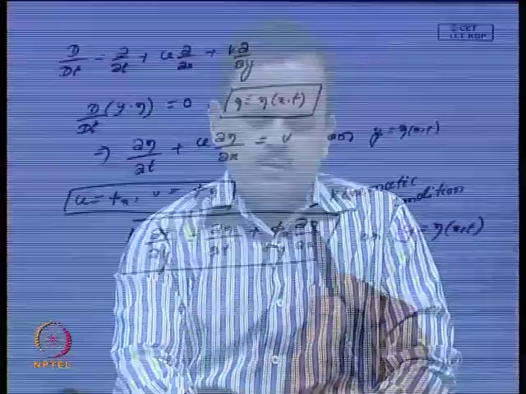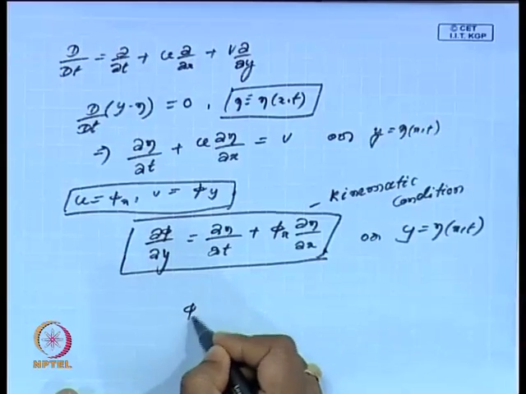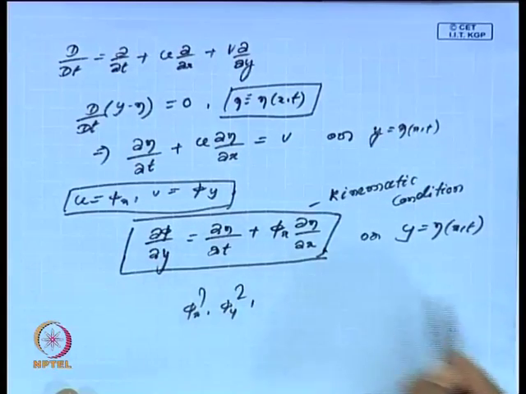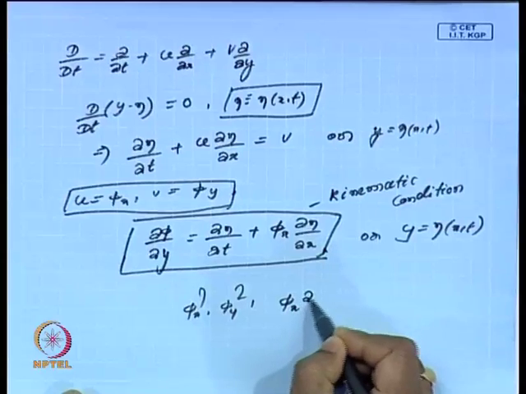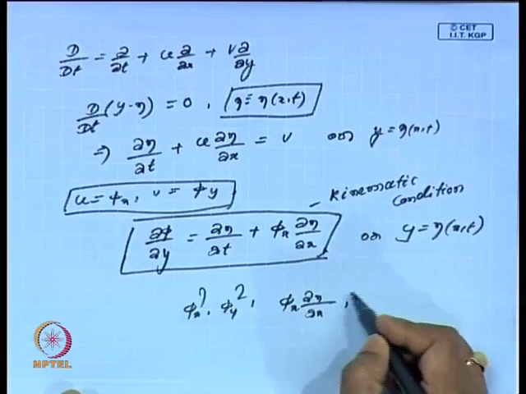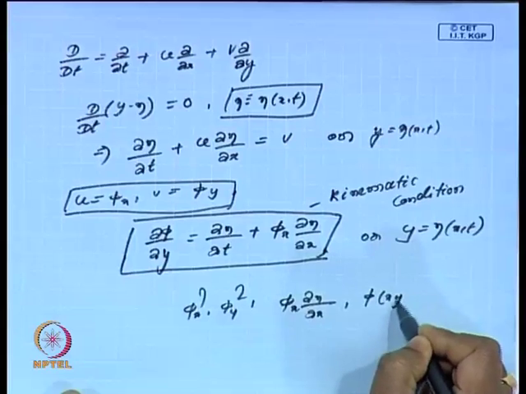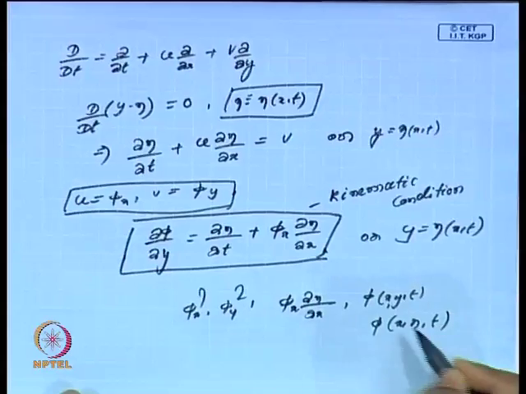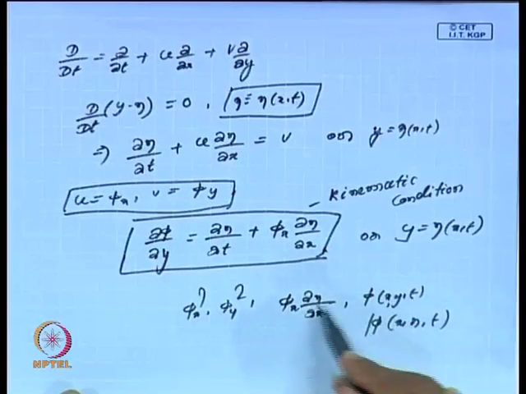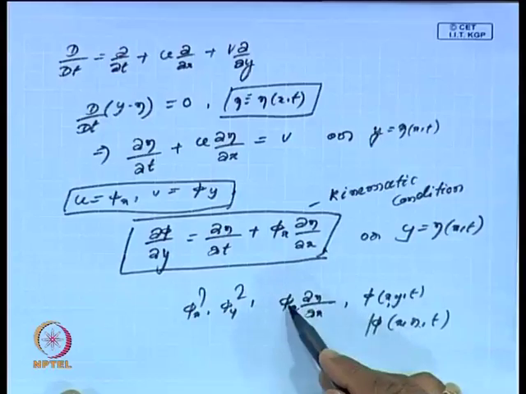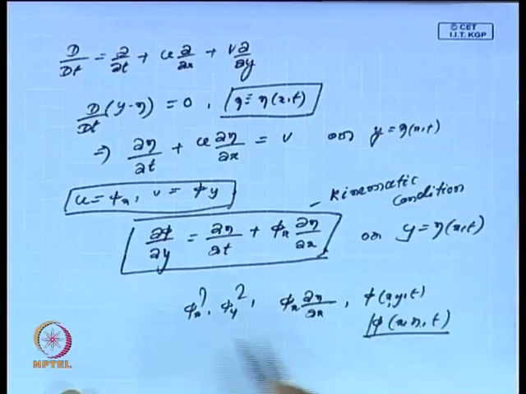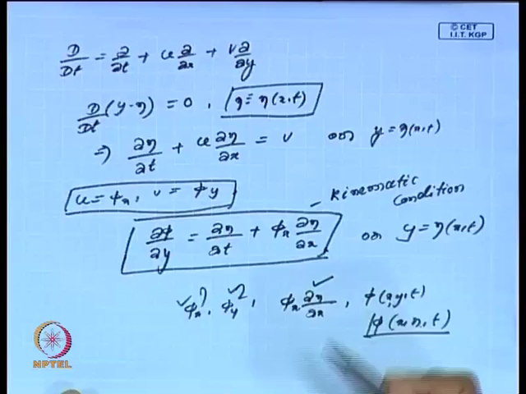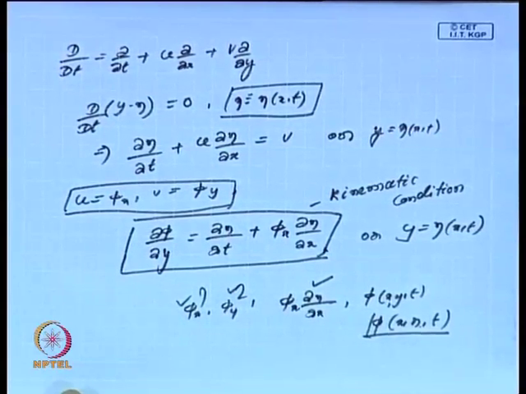Now, if you look at the two conditions, in the dynamic condition we have terms like phi x square, phi y square, and in the kinematic condition we have a term like phi x del eta by del x, where phi is a function of x, y, t. On the free surface phi becomes phi(x, eta, t). So, phi is again depending on eta, and because of this, the terms in the kinematic and dynamic conditions make the two boundary conditions nonlinear.